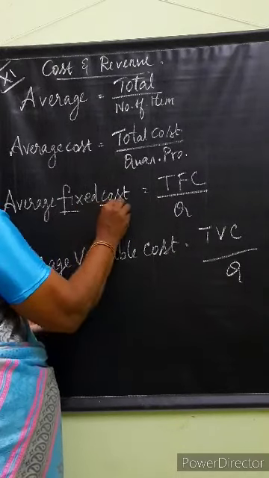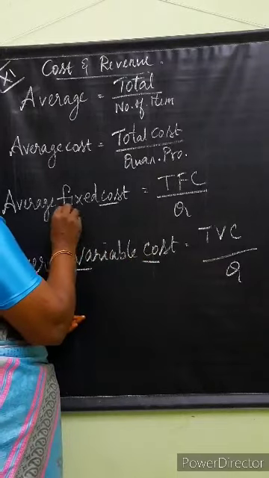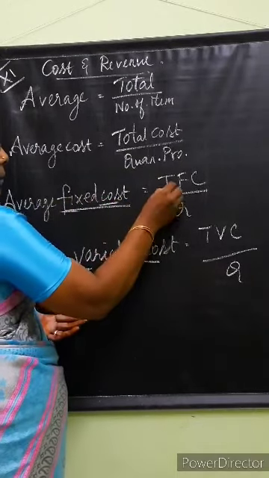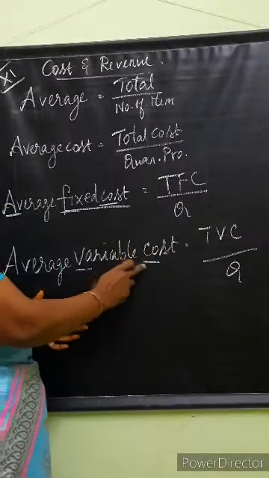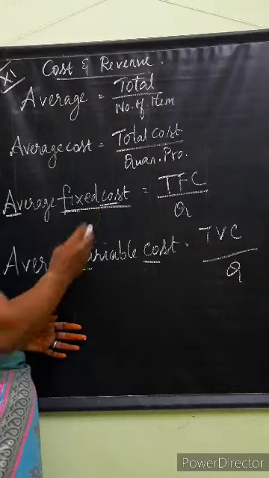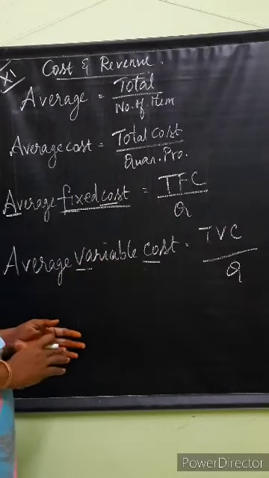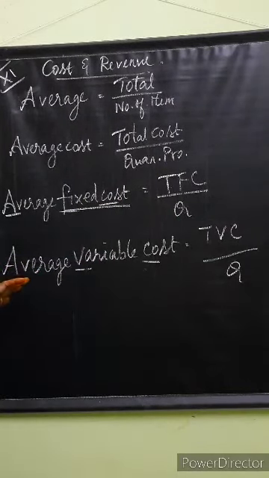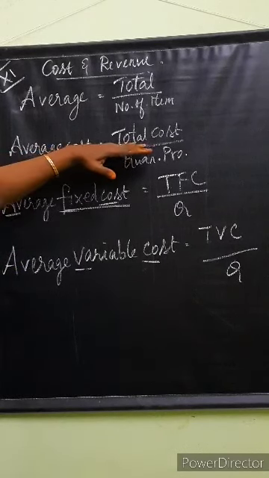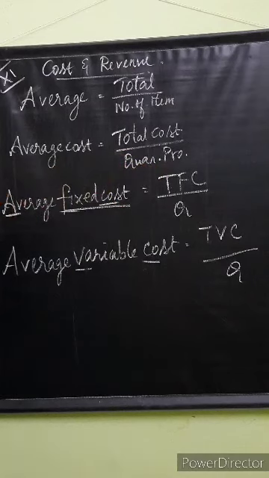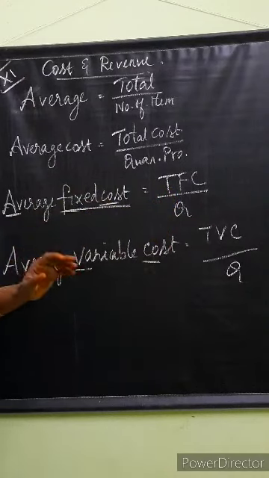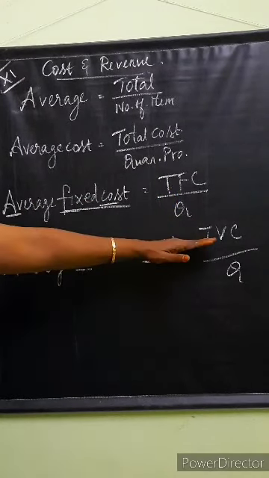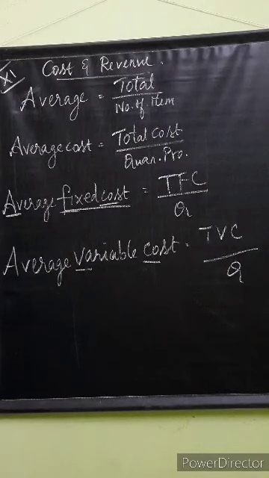So, you have to keep in your mind that average fixed cost will be calculated from the total fixed cost, and average variable cost from the total variable cost. Only then can you understand the lesson. Average cost is total cost by quantity, production. Average fixed cost, total fixed cost by quantity. Average variable cost, total variable cost by quantity.